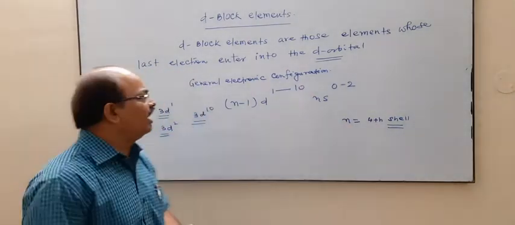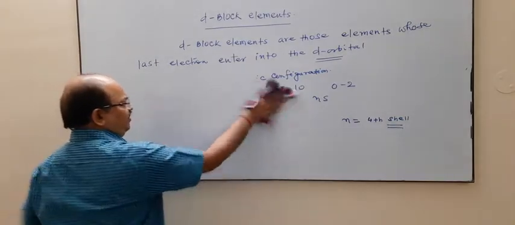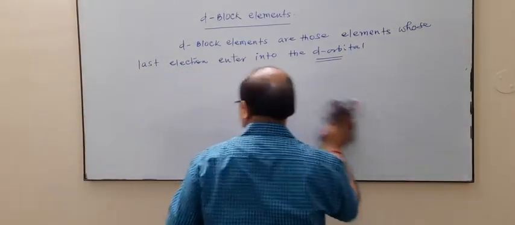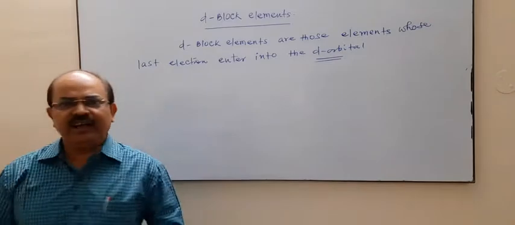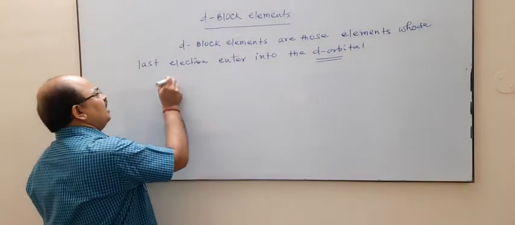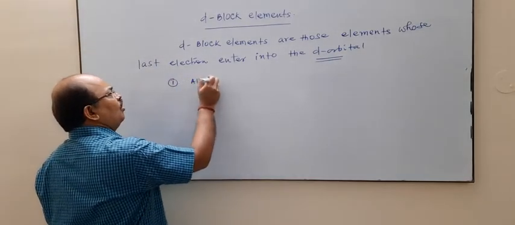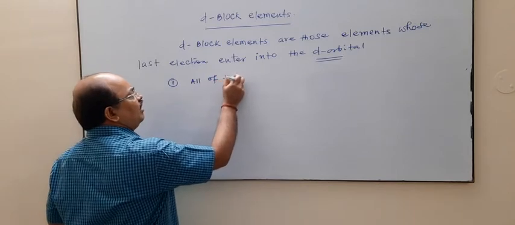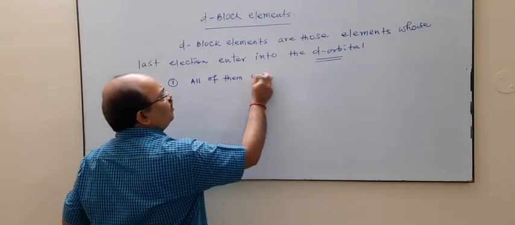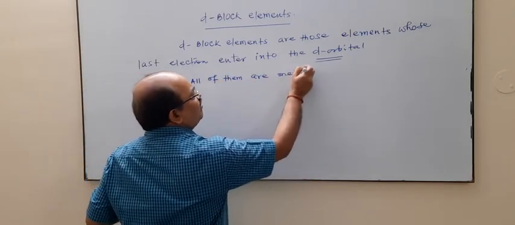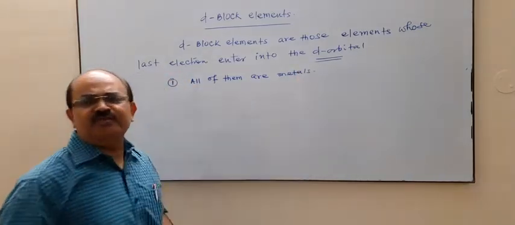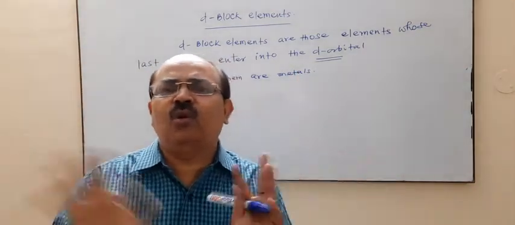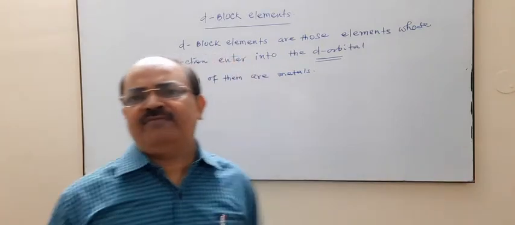Now what are the general properties? Number one, all of them are metals. Means इसमें जितने हैं सभी मेटल हैं, कोई नॉन मेटल नहीं.